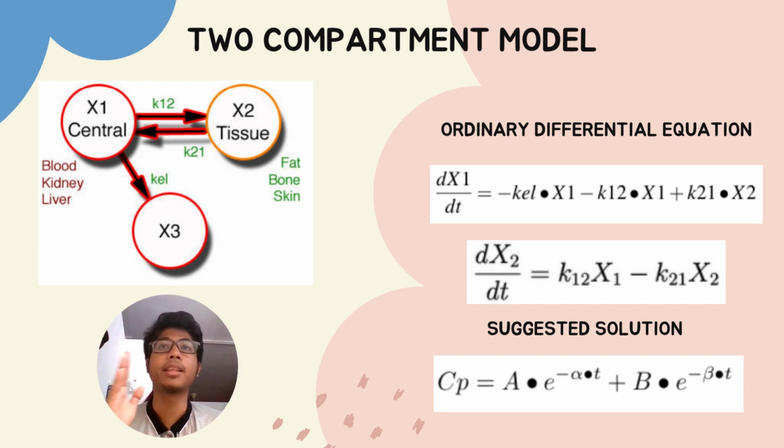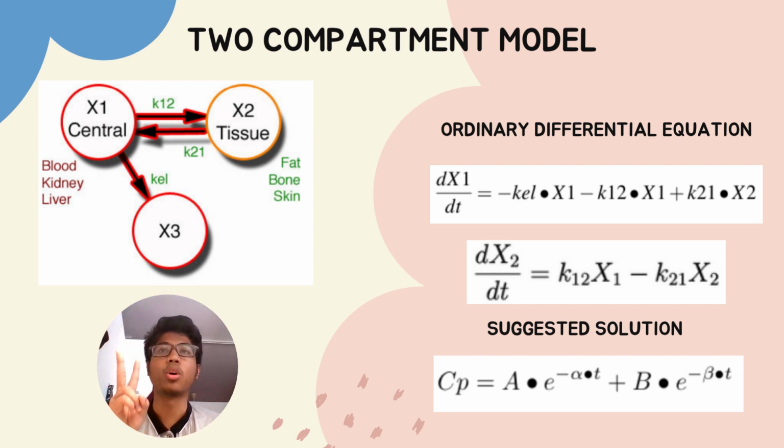Okay, so for the parameters of movement of drug from X1 to X2, we represent them as K12. And the vice versa movement, we represent as K21. And last but not least, the movement from X1 to X3, we represent as KEL.